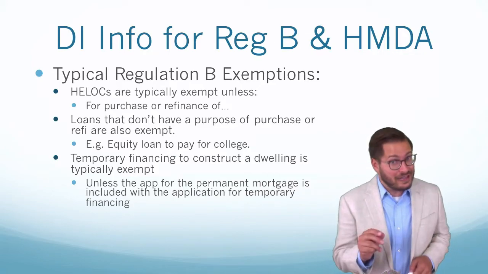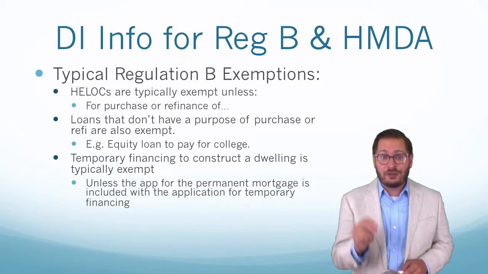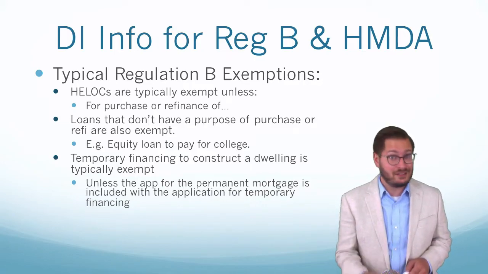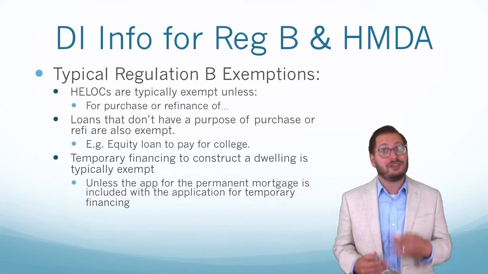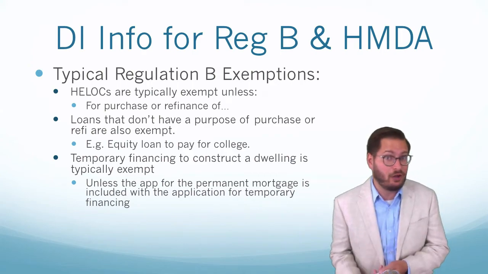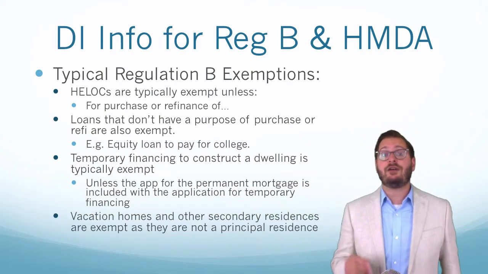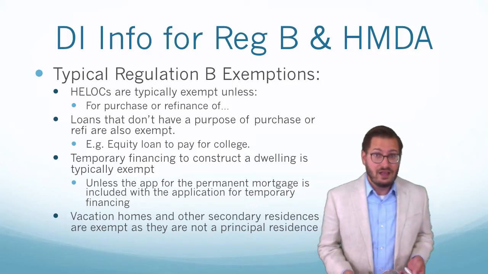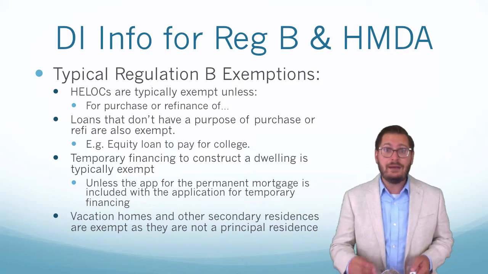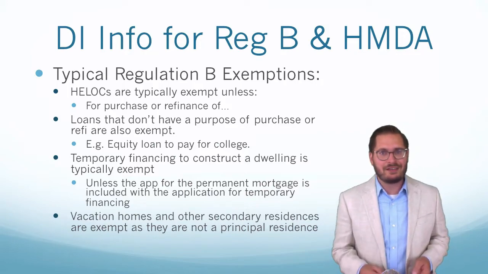Now, there's a quirk to this, unless the application for the permanent mortgage is included with the application for temporary financing. So if they include the app for the permanent mortgage at the same time, then you have to collect the GMI because it's for the permanent loan, right? Makes sense. Also, vacation homes as secondary residence are going to be exempt because they're not a primary residence. This is a huge violation where we see government monitoring information collected on vacation homes and secondary residences.